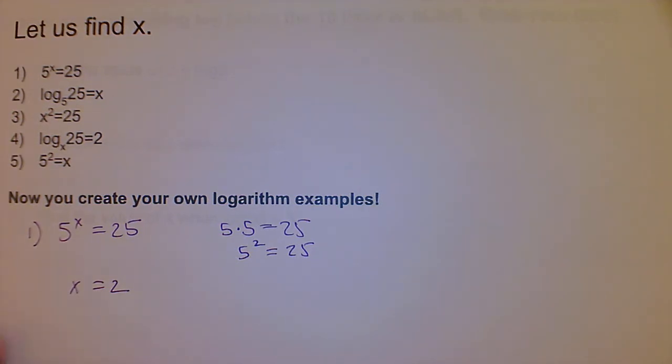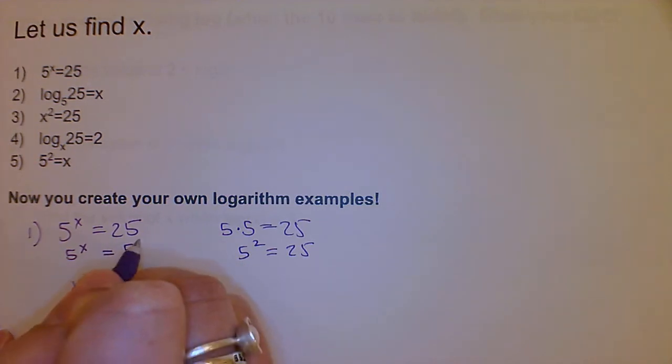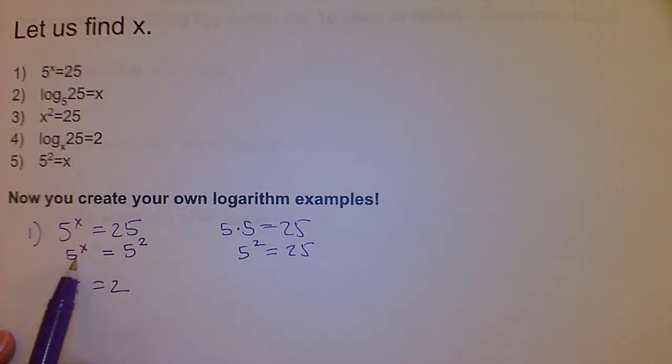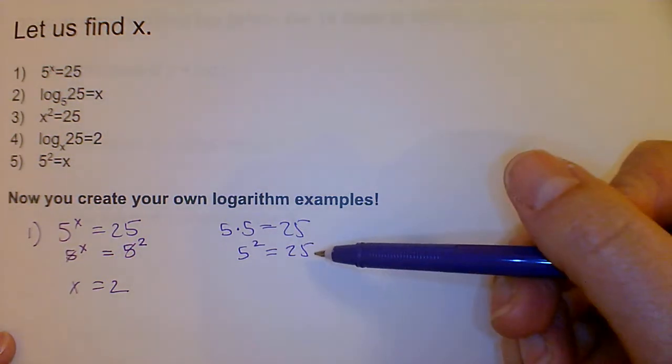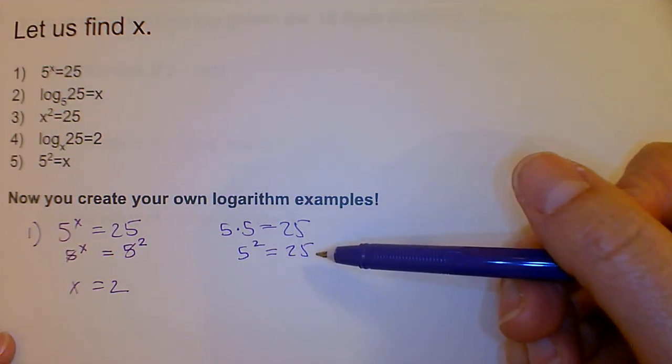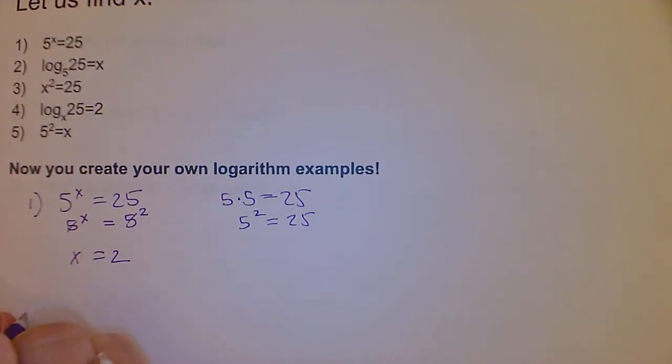You can also think about it in a different way. You can think 5 to the x equals 5 squared. Now that these two have the same base, guess what happens? The bases drop out, and we simply get x equals 2. So if you wanted to think about it using your mental math, 5 squared is 25, absolutely fine. If you wanted to change these to the same base, absolutely fine. Let's go to number 2.